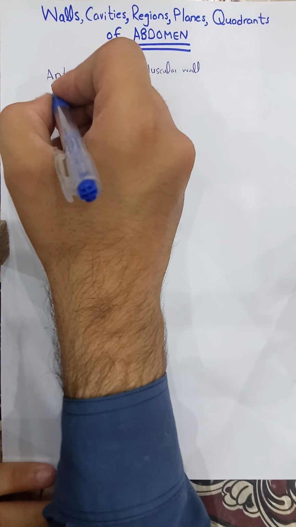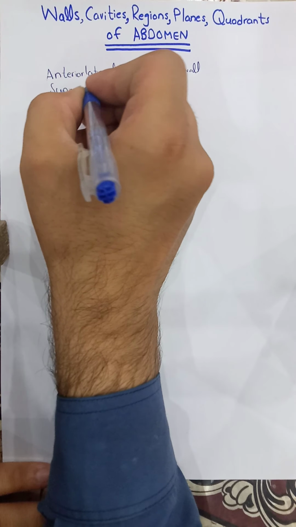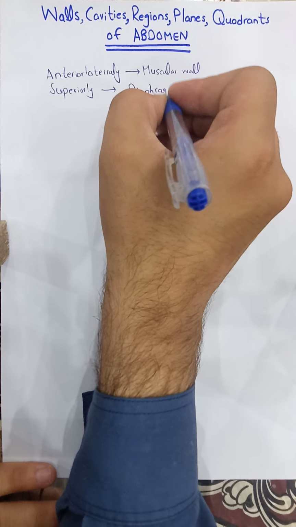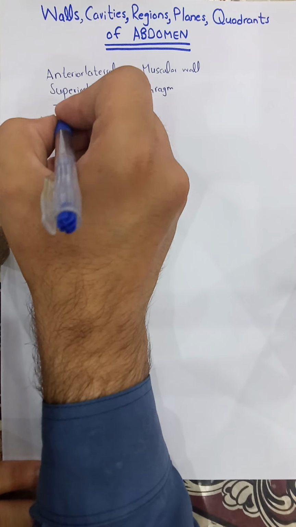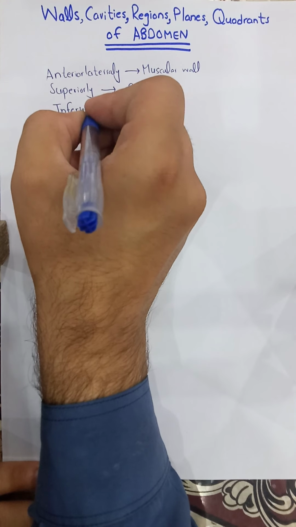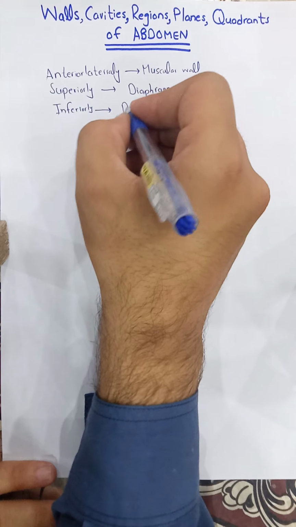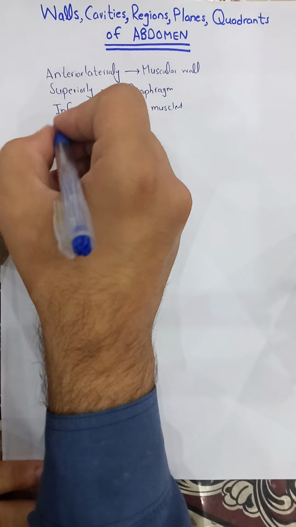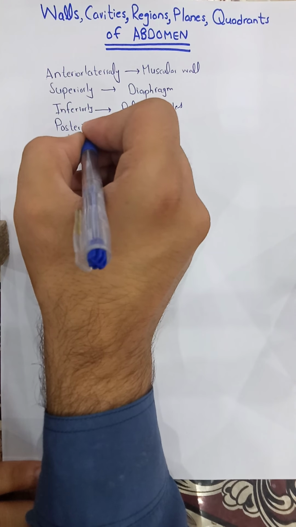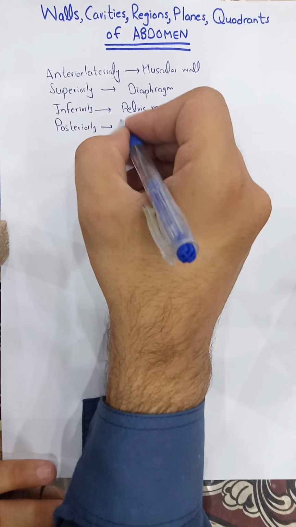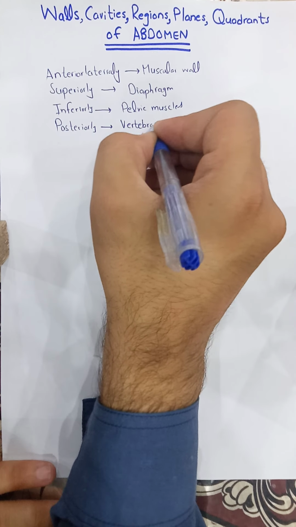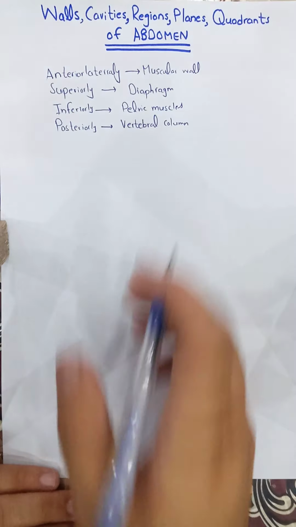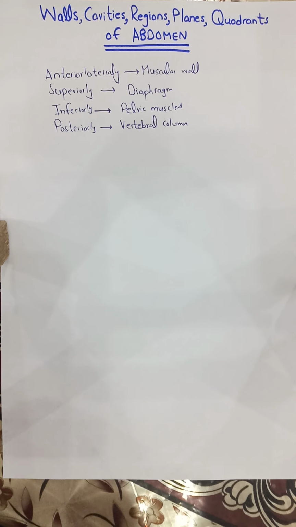Okay. And superiorly there will be the diaphragm. Inferiorly there will be the pelvic muscles, and posteriorly there will be the vertebral column. So these are actually the boundaries which are present anterior, posterior, superior and inferior.